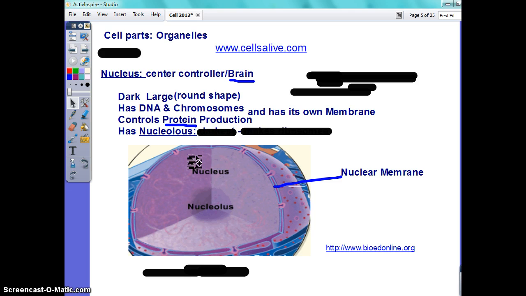Anybody know what the nucleolus is? Look at the nucleolus here compared to the nucleus. What can you tell me about its appearance in comparison to the nucleus? It's darker. It's actually darker. Good. And anybody know what the function of the nucleolus is? What does it do for the cell? It makes something. Chromosomes? No. Ribosomes? Yes, it makes ribosomes. Good job.